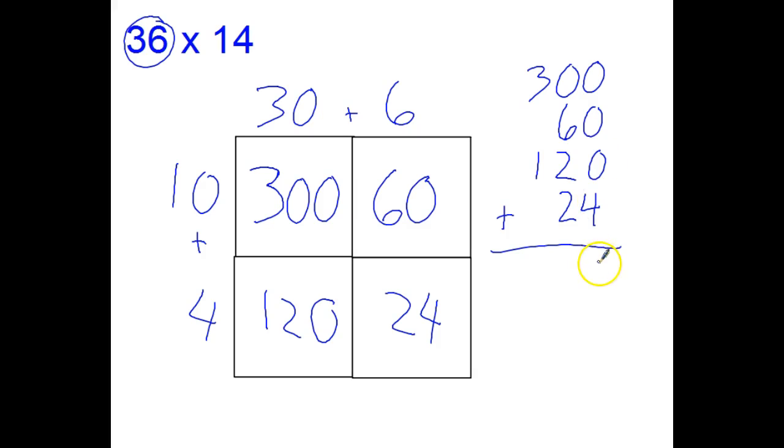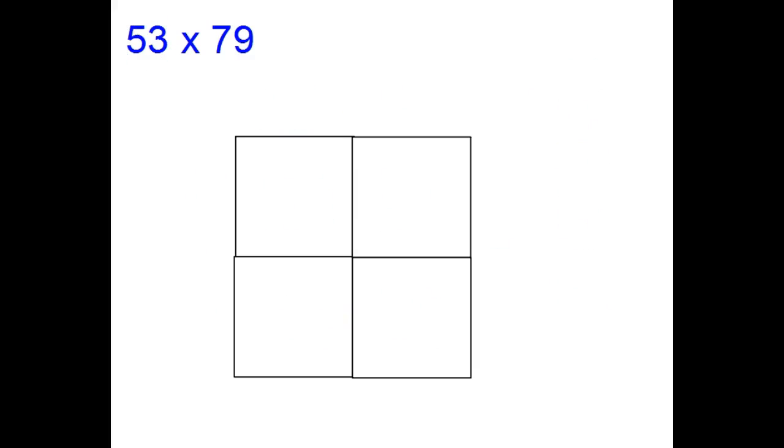Add up my columns. In the ones column, I got a 4. In my tens place, I have 6, 8, 10. Carry my 1. And in my hundreds place, I have a 5. So 36 times 14 would give me 504. You try this one out.